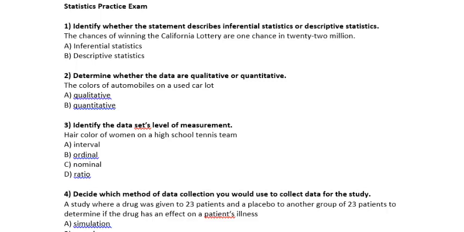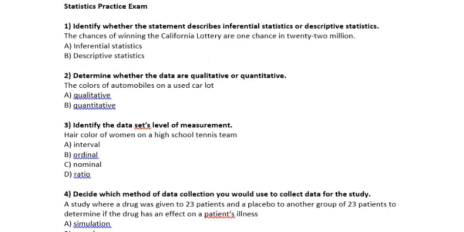Something that just is a statistic based on a number is a quantitative statistic, whereas a qualitative is not something based on a number, something that tells you the color or the quality of something. The colors of the automobiles on a used car lot are, of course, qualitative and not quantitative. A quantitative example would be there are 50 cars on the lot.